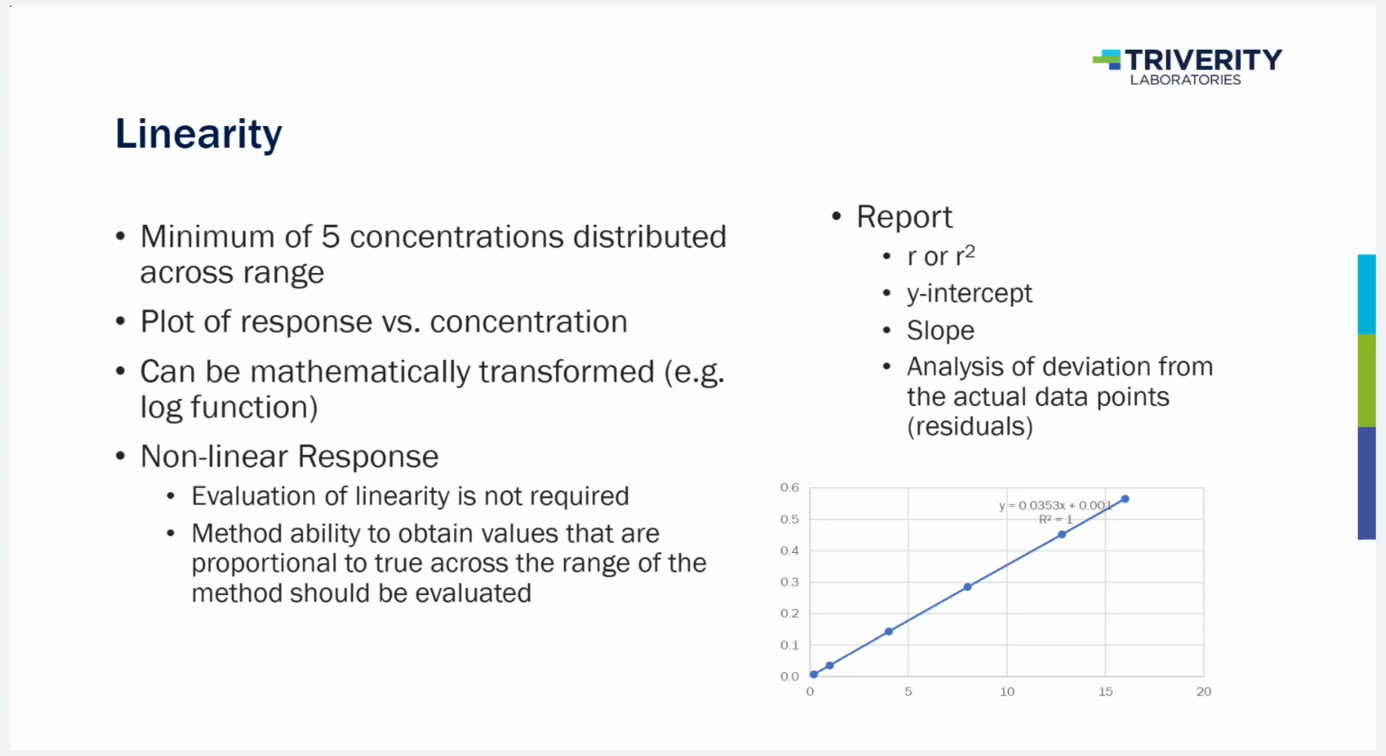If there is a nonlinear response, and some methods are nonlinear, then you don't have to evaluate like the correlation coefficient, but you do need to demonstrate the method's ability to accurately measure across the range of the method, which you have to do for accuracy anyway. You want to report the correlation coefficient or the coefficient of determination, R squared, the y-intercept, the slope, and you want to have an analysis of the deviation from the actual data points. So we do residual sum of squares, which is a comparison of the calculated y against the known y, and that's how we report that.